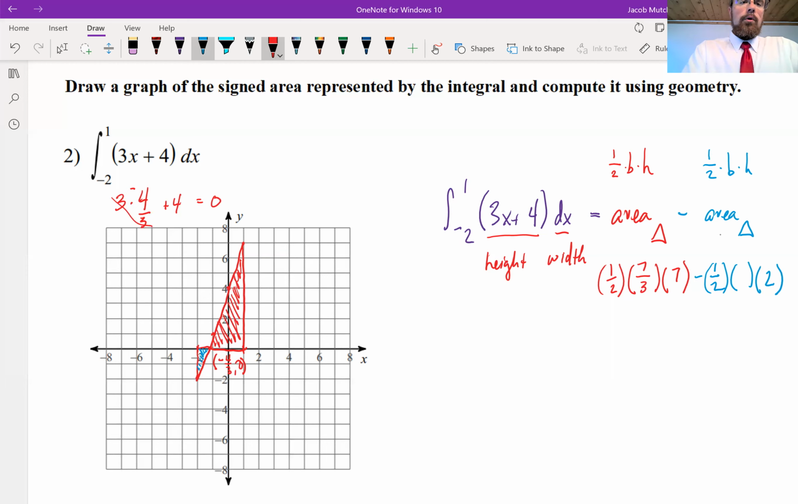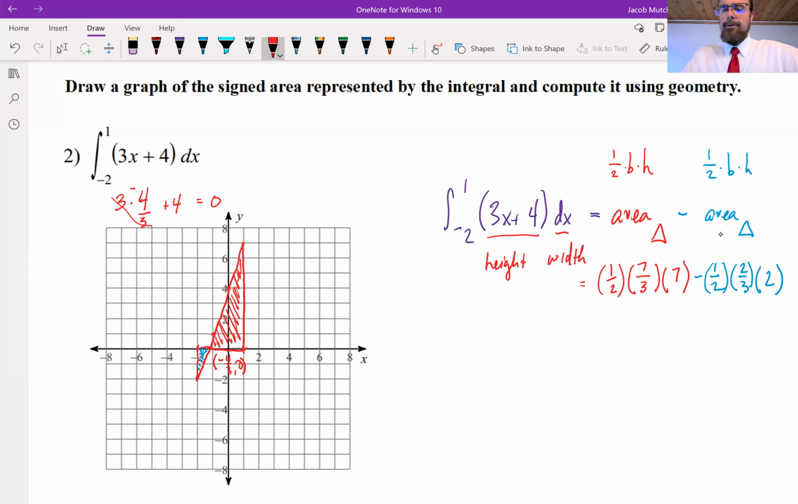Now that we know that coordinate, we can also find the width or the base of this blue triangle that's below the x-axis. So it's from -2 to -4/3. So that's just a distance of 2/3. And now we can calculate. So I just need to multiply here.